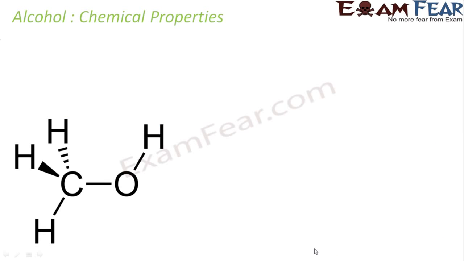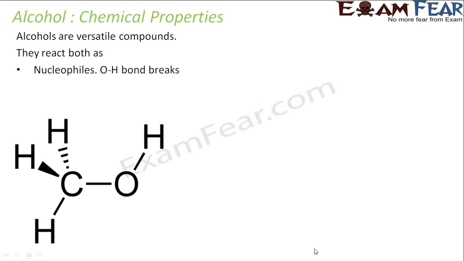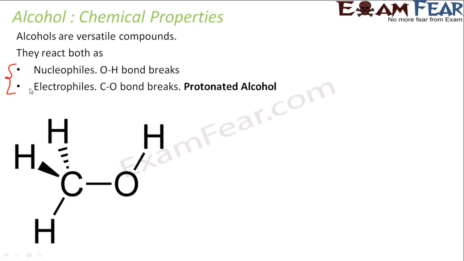See, alcohols are very versatile compounds. They act both as nucleophiles and electrophiles. The electrophiles are not the alcohols but the protonated alcohols. When it acts as a nucleophile, the OH bond breaks. When it acts as an electrophile, the CO bond breaks. We'll explain these things in detail.